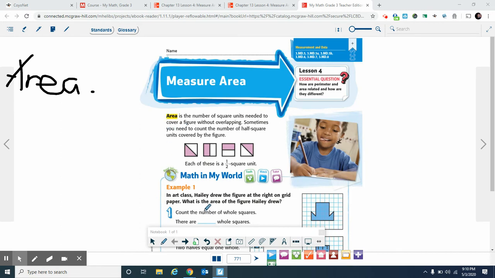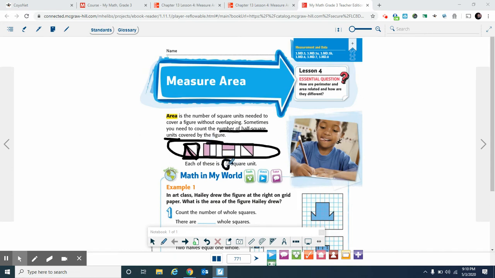Okay, so area is the number of square units needed to cover a figure without overlapping. That means without overlapping. Sometimes you need to count the number of half square units covered by the figure. Again, we need to count the number of half square units covered by the figure. So for example, each of these is a 1/2 square unit. This is a square and it was divided in half, right? So we'll be counting the half of that. So each of this figure is actually 1/2 square unit.